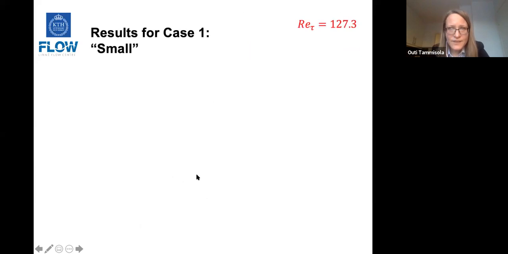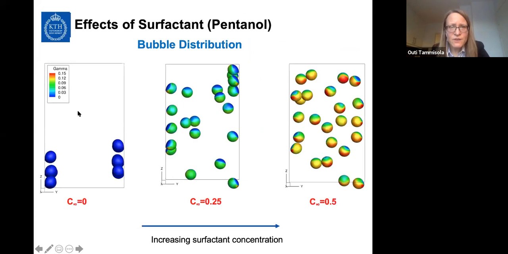Okay, so let us look at the results. So first of all, we have this pentanol-like surfactant, which was the one with the computational parameters from JCP. And we have surfactant concentration increasing from left to right. So in the leftmost figure, we have bubbles which are concentrated on the walls. And here there is no surfactant, so it is a clean case. And then surfactant concentration increases to the right. And in the rightmost figure, we have a more uniform bubble distribution, just like we expected to have, and just like we saw in the experiments. So qualitatively, we get the same behavior here.